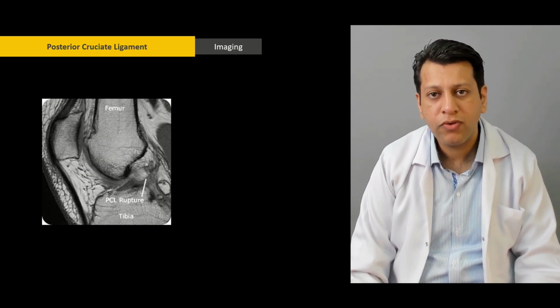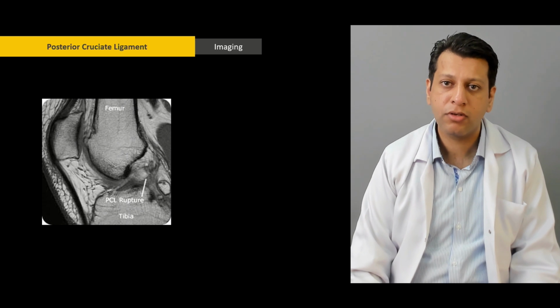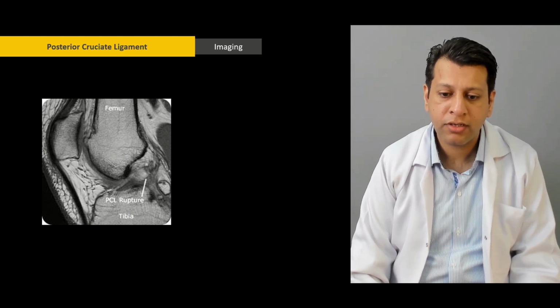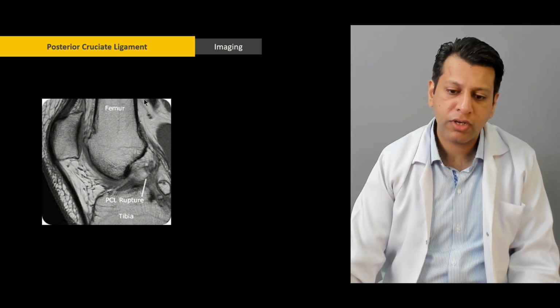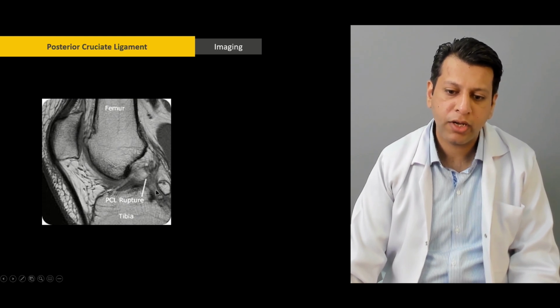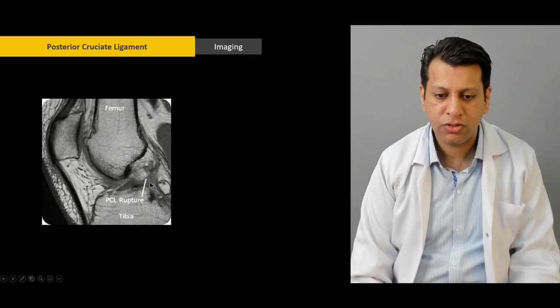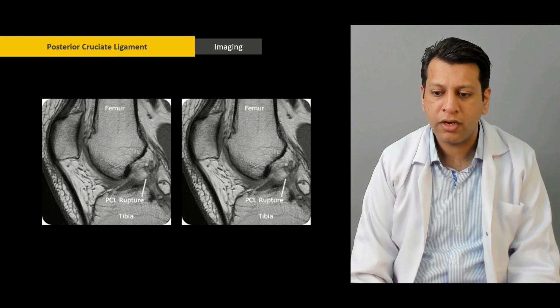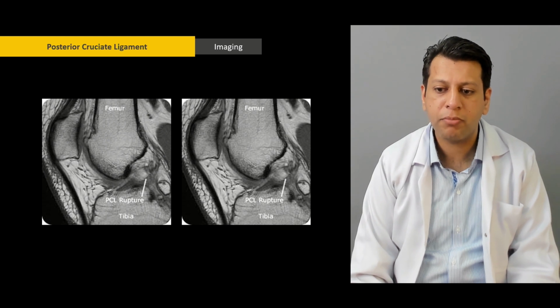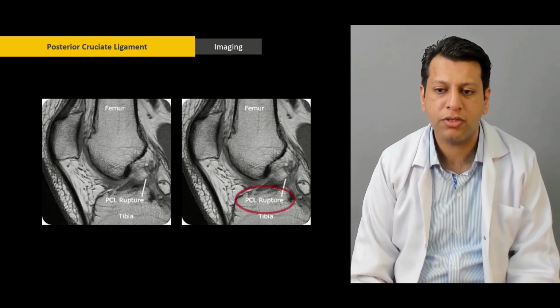Similarly, on the coronal view, you will see the absence of that crisscross pattern. Similarly, on the sagittal view, you can appreciate that this is the PCL which is starting. There's some edema over here and actually going up. This is probably a T1 image, as it is showing some degree of edema as well. PCL rupture can be appreciated over here on this MRI.